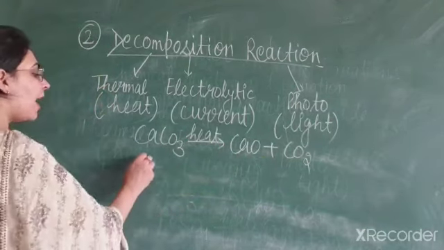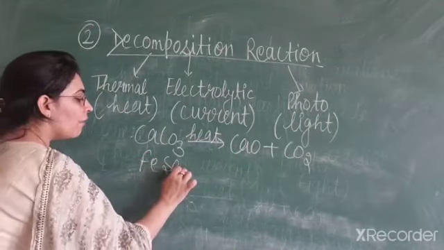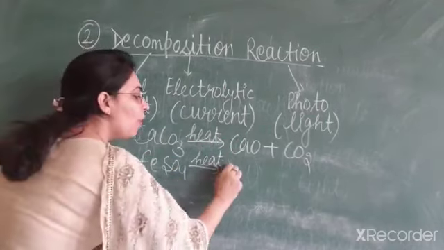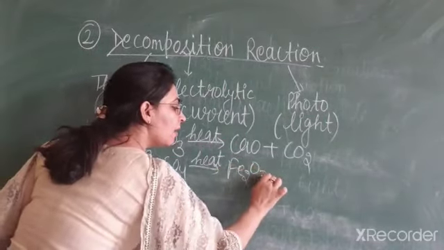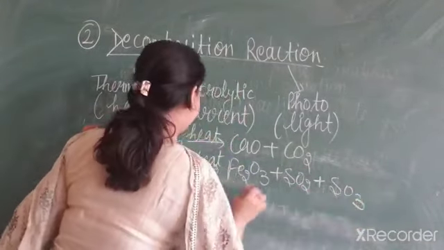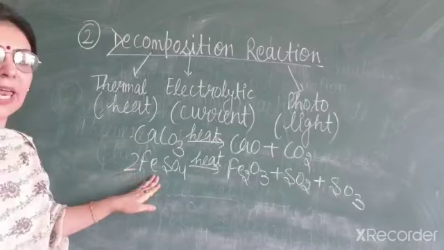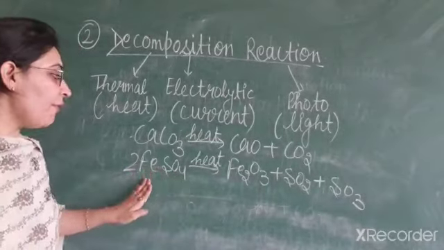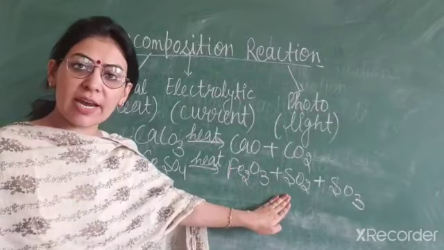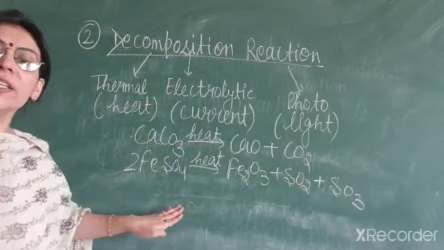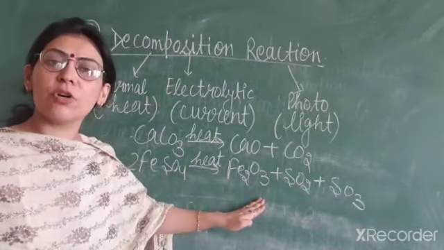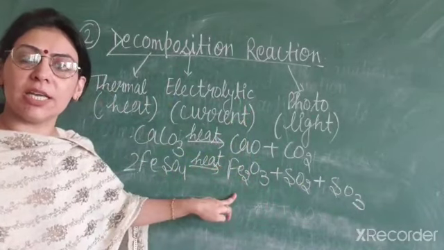Next one is the ferrous sulfate, FeSO4. When we supply the heat through the ferrous sulfate, it will break down into ferric oxide, sulfur dioxide and sulfur trioxide. Now it is balanced. Here you can see a single substance will break down into 2 or more products. This was the decomposition reaction, thermal decomposition.